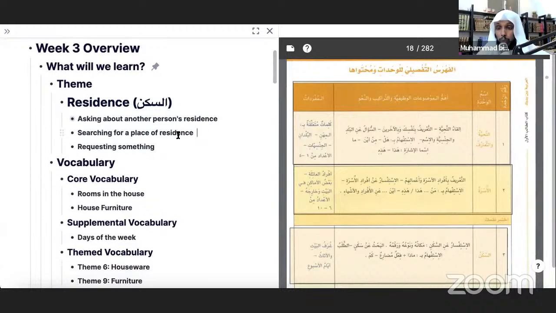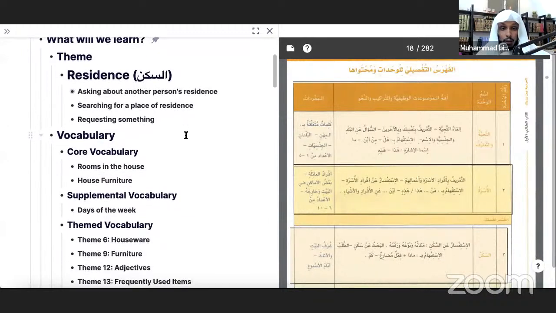If you move to an Arab country, then obviously the first thing you have to look for is a roof above your head, right? So how do you go about asking about a place of residence when you make it to an Arab country? And how do you ask about the apartment or the house, and how do you find it?